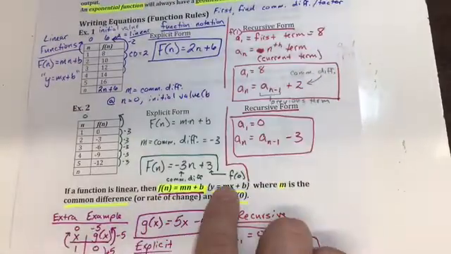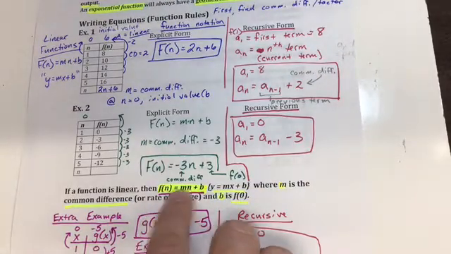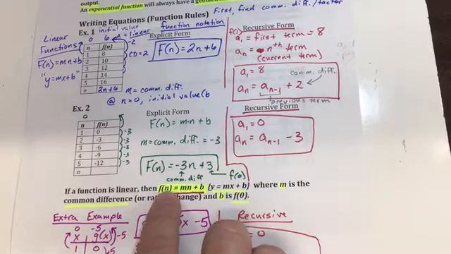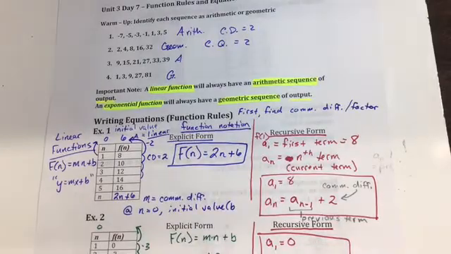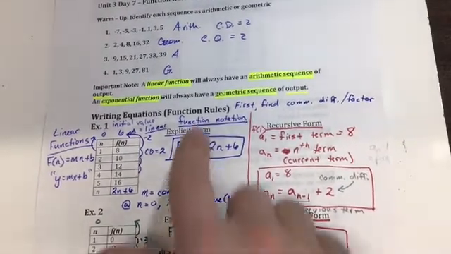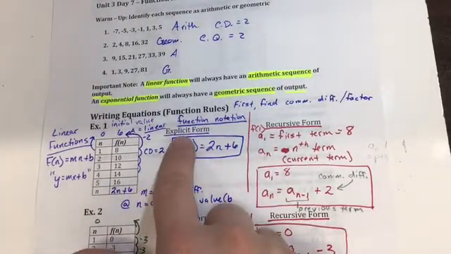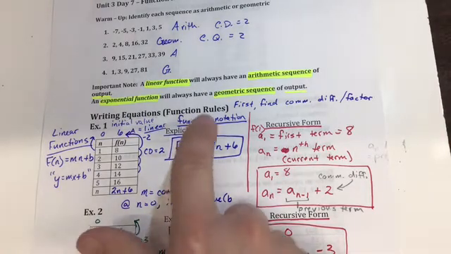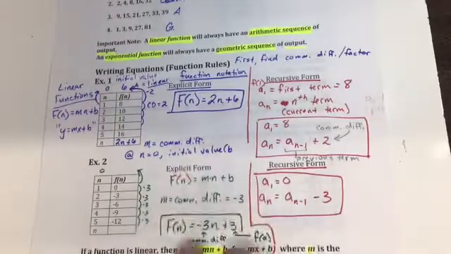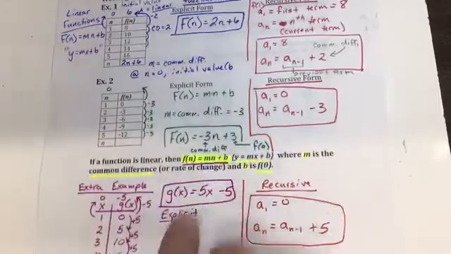It's kind of like y equals mx plus b, only we use function notation: f of n or f of x equals mn or x plus b. So we went through some examples on how to write function rules in two different forms. This form is called the explicit form. The normal form you're used to is called explicit. Explicit uses function notation like this, and we just write an equation.